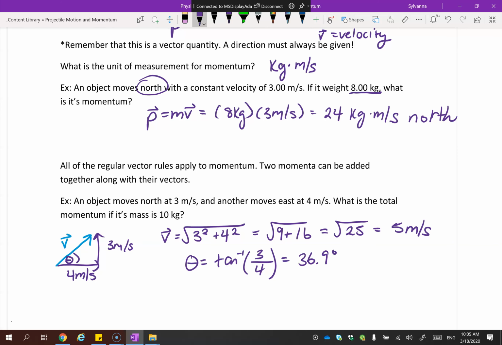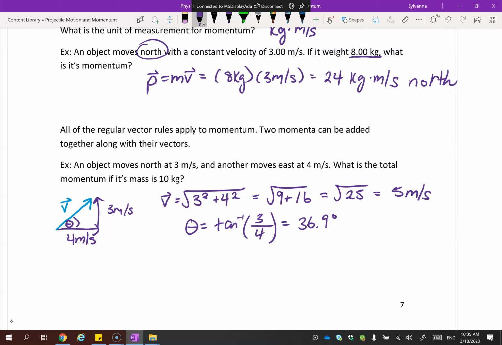Now we're going to find momentum, which is P equals m times v. The mass was given to us in the original question. It's 10 kilograms. We just found that resultant velocity, which is 5 meters per second. So our final answer for momentum is 50 kilograms times meters per second.